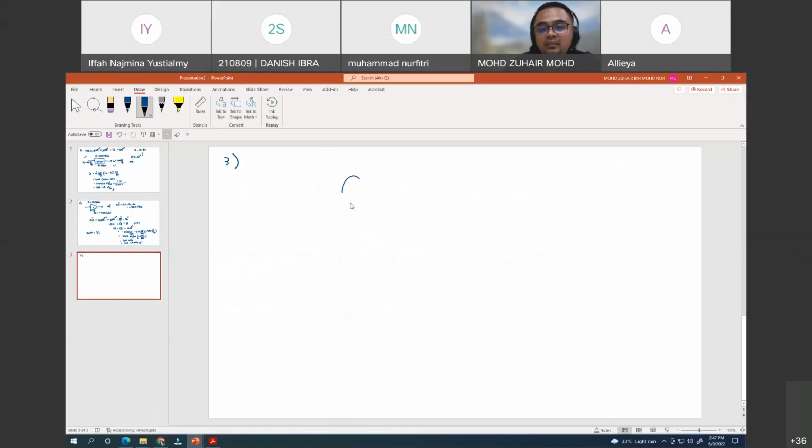Okay, so we have a pump. This is a symbol of a pump actually. This is a standard symbol of a pump. So this is the inlet and this is the outlet.